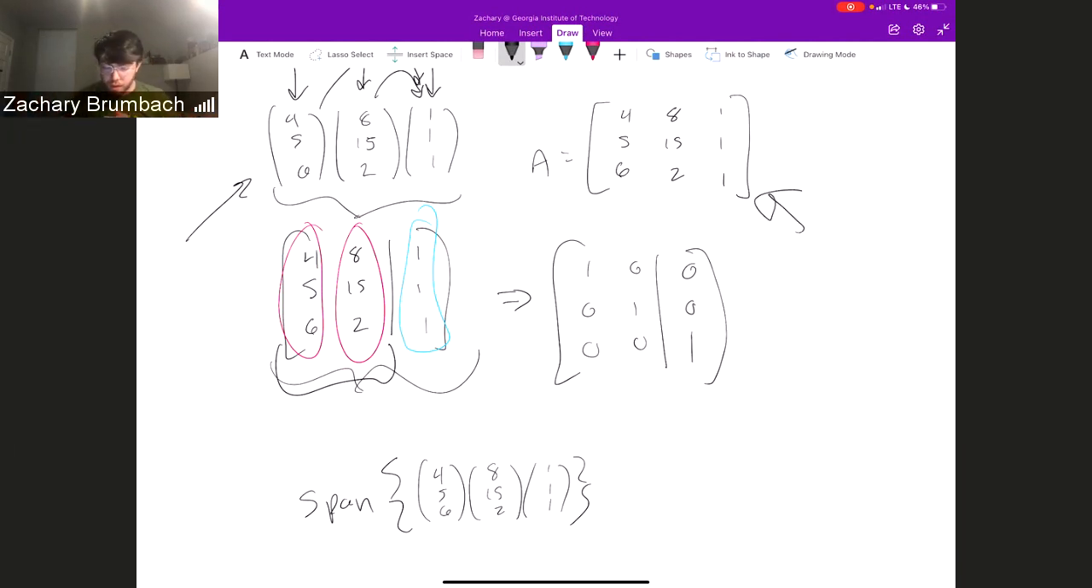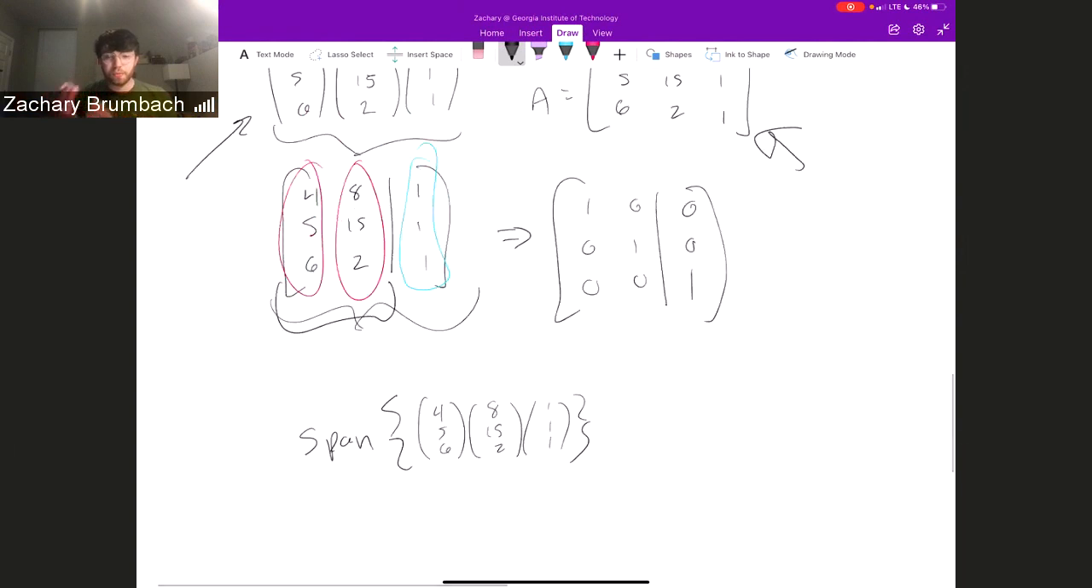Equivalent statements. If we found this system to be consistent, then this span, it's redundant. We have an extra vector that's already included within the first two. So if this last one was all zeros, then the span would just be of the first two. Okay? Cool. All right.